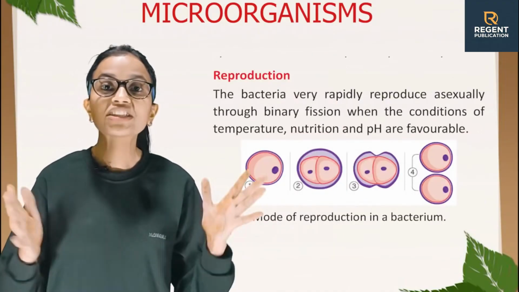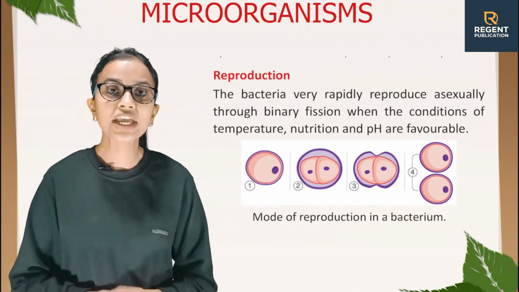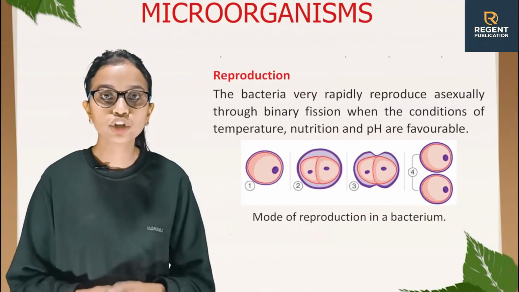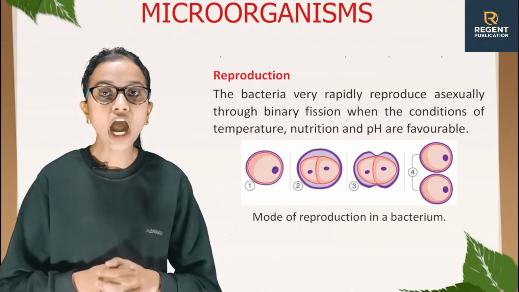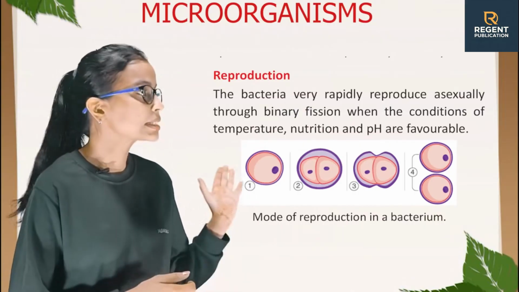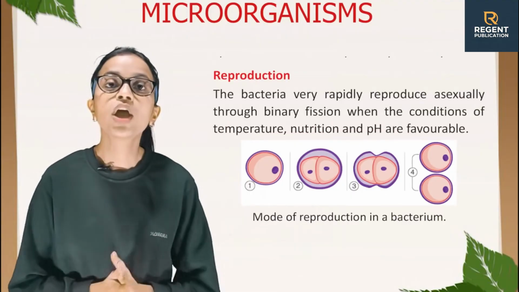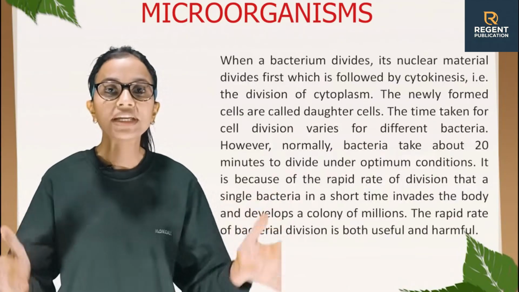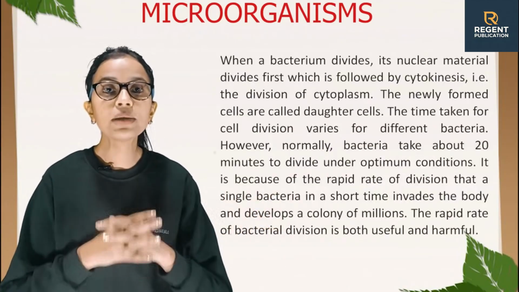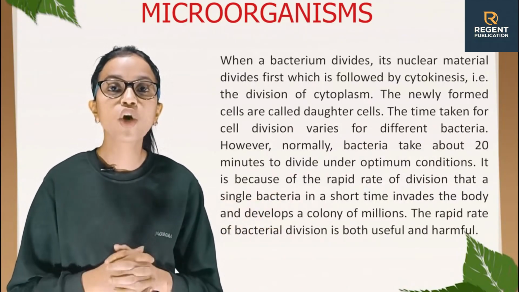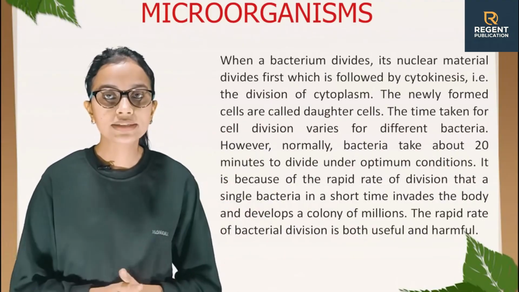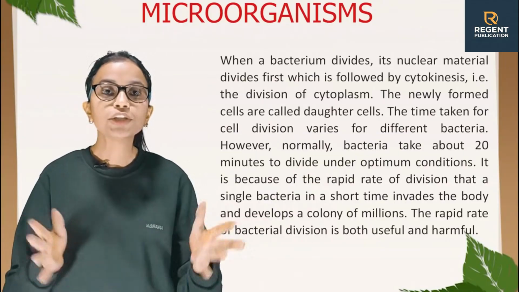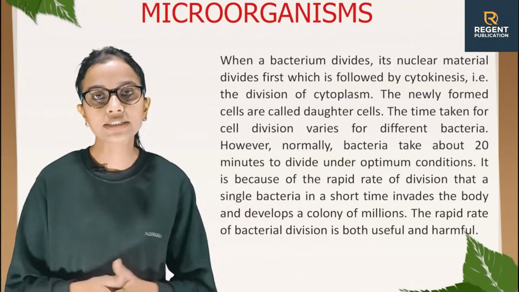Reproduction. The bacteria very rapidly reproduce asexually through binary fission when the conditions of temperature, nutrition and pH are favorable. So, this is a diagram showing the mode of reproduction in a bacterium. When a bacterium divides, its nuclear material divides first, which is followed by cytokinesis, that is the division of cytoplasm. The newly formed cells are called daughter cells.